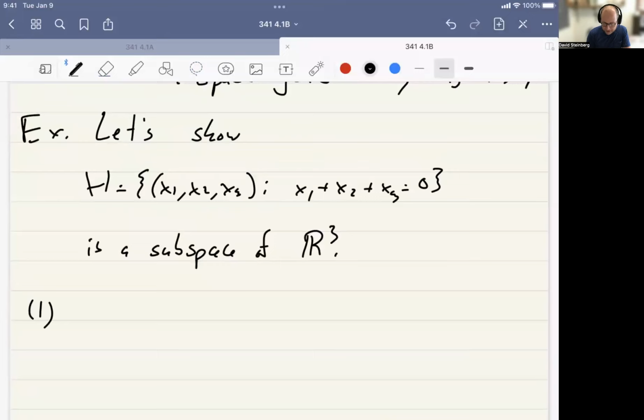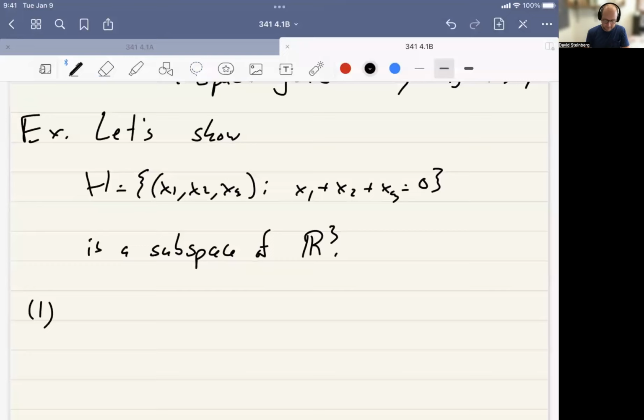So again, we should check that the zero vector is in H. We should show that H is closed under addition, which means if we grab any two vectors in H, the sum is also in H. And we should show that H is closed under scalar multiplication, which means if we grab a vector and a scalar, the product is also in H.